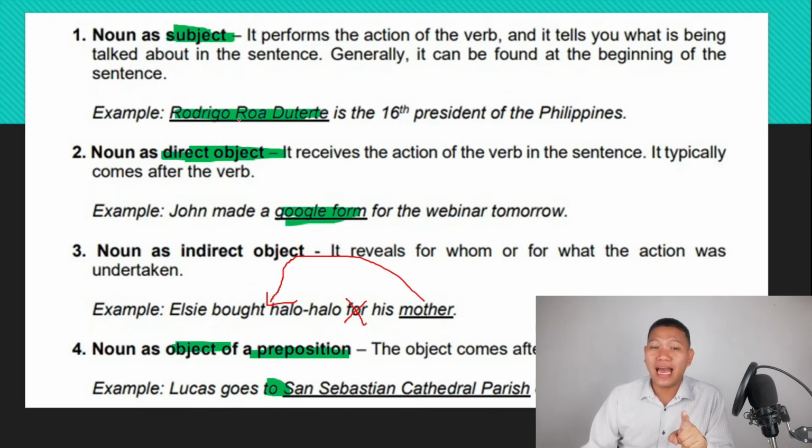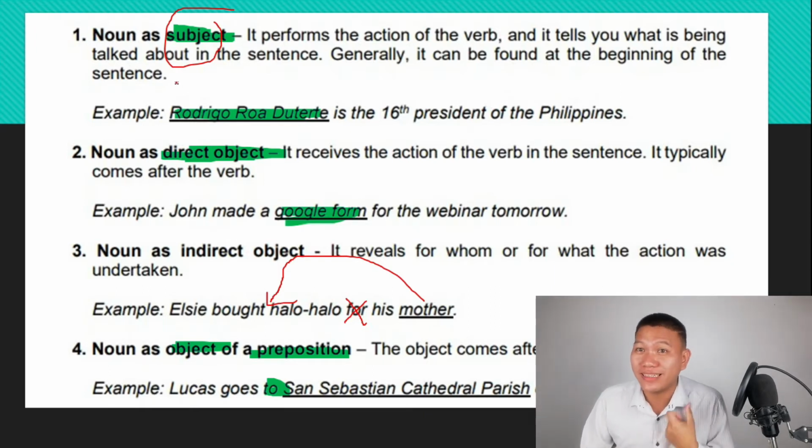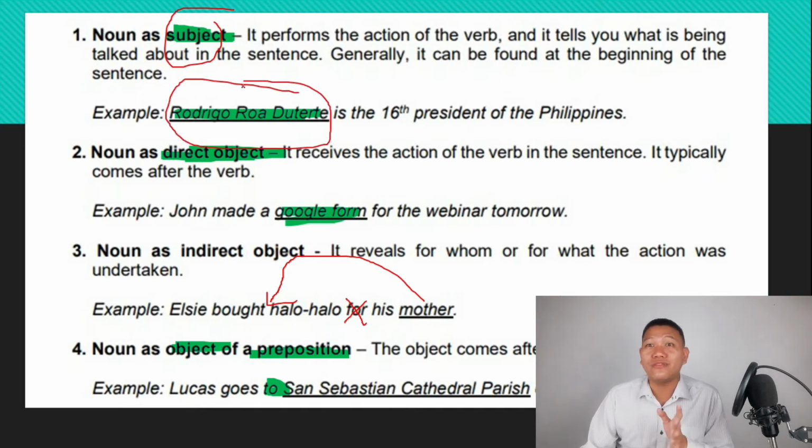Nouns may be used as the subject. Remember, the subject is the person or the thing that performs the action of the verb. It's the one being talked about in the sentence, and usually it's found at the first part of the sentence. Example: Rodrigo Roa Duterte is the 16th President of the Philippines. We're talking about President Duterte, so he is our subject. Noun as a subject.